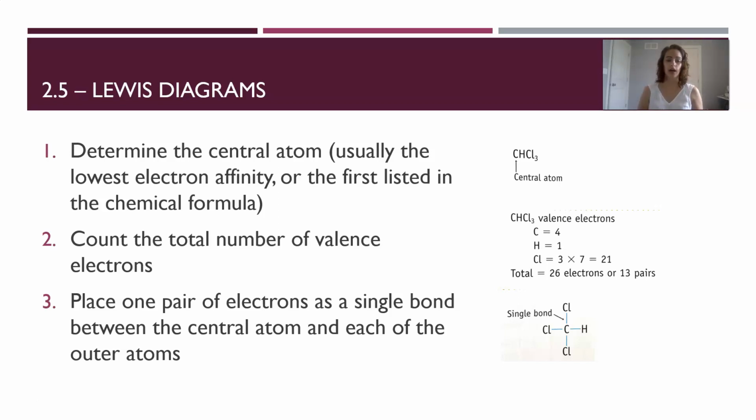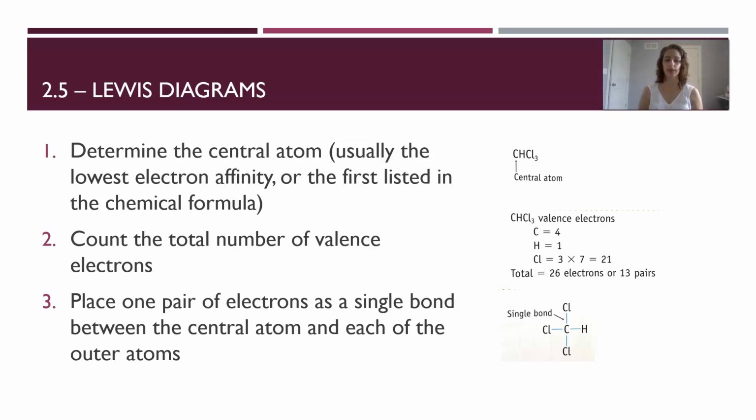So your first step is to determine the central atom. And it's usually the element that has the lowest electron affinity, and it's oftentimes the first one listed in a chemical formula, unless hydrogen is listed first. Hydrogen will never be your central atom because it's only going to ever form 1 bond. Otherwise, more often than not, it is the first element in your chemical formula that's going to be your central atom because that's usually the one that has the lowest electron affinity.